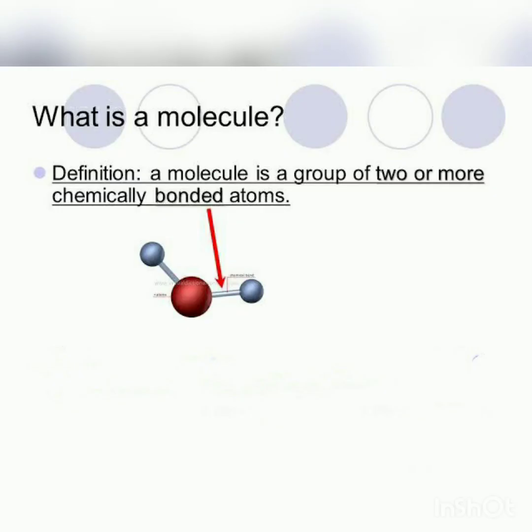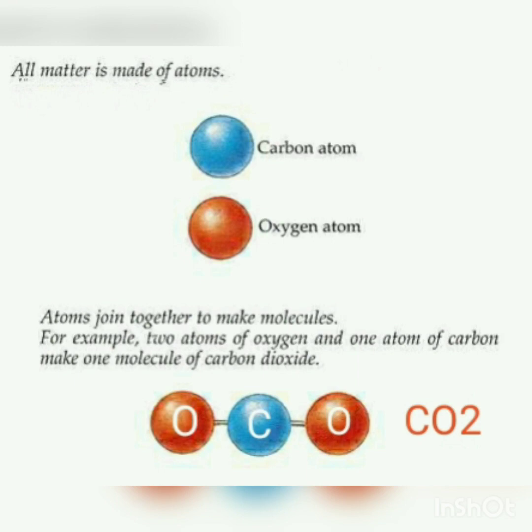Well, an atom is the smallest unit of any matter, but when two or more atoms chemically combine together, it makes up a molecule. For example, as you can see here, there is one carbon atom and one oxygen atom. If we take them as individual units, they are called atoms. But when two atoms of oxygen combine with one atom of carbon, it makes a molecule of carbon dioxide.